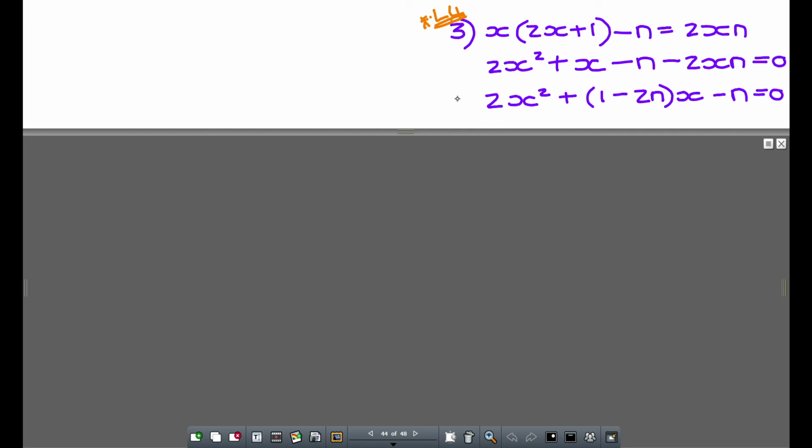Toe gaan sê if I go group this one and that one together, can you see I can take out a common factor of x there? So dan sê plus, as ek x hier uithaal, wat bly daaroor? 1. As ek x hier uithaal, minus 2n. And then what was left? Minus n equal to 0. Want nou het ek hom as x kwadraat, gewone x en konstante. You see how I did that? Because now it's in standard form.